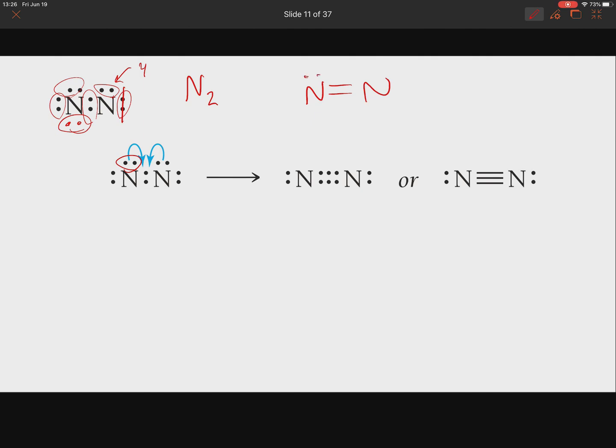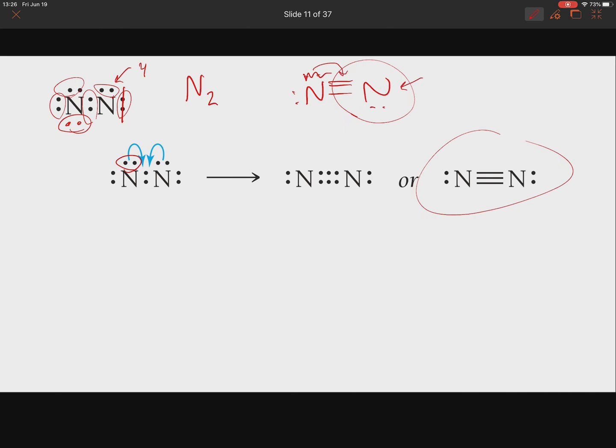Even giving nitrogen a double bond, 2, 4, 6, 8, 10, doesn't change the problem for one of these nitrogens that only has 6 electrons. So they have to share an additional set. And by doing that, they are able to obtain electron configurations that are like the noble gases. So double bonds, triple bonds, single bonds, these are all possible.